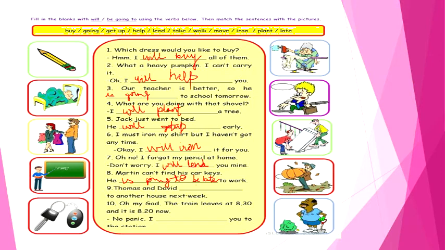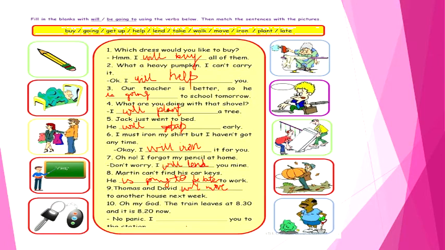Thomas and David. What choice is left here, children? To another house next week. So Thomas and David will move to next house. Okay. Will move. We have to see that options also, right?